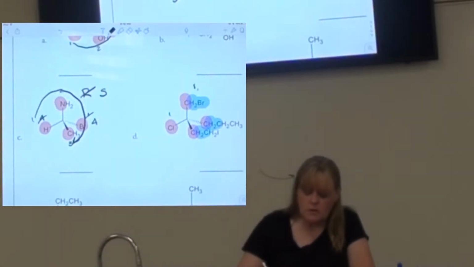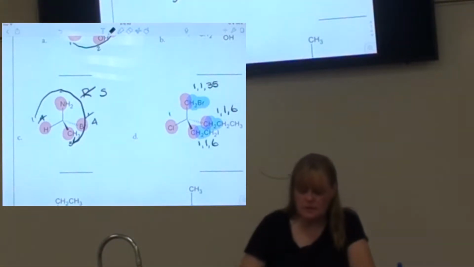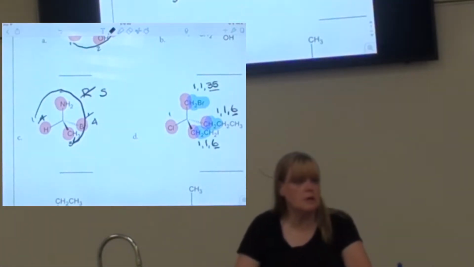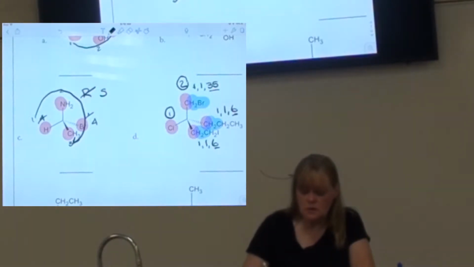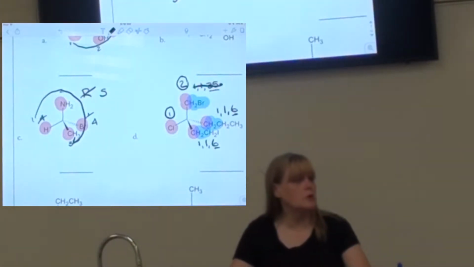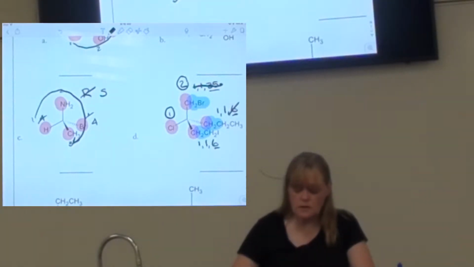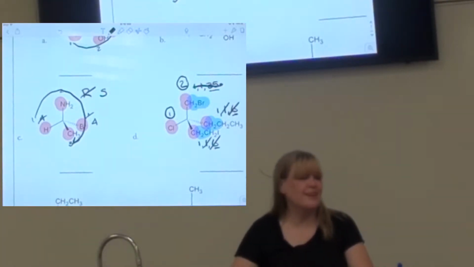All right, so you have 1, 1, 35. 1, 1, 6, 1, 1, 6. Looking at the third number in each list because you're looking for the largest atomic number, 35 is clearly the largest, so there's priority 2. Now I'm going to cross that off so we don't look at it anymore. But the other two are the same number, 6. So you got to go to the next atomic number. 1 versus 1. 1 versus 1.